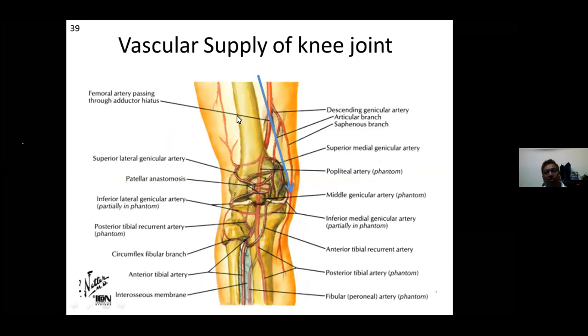Now we come to the vascular supply of the knee joint. You recapitulate that the femoral artery continues at the back of the femur as the popliteal artery, and then it is divided into two, that is the posterior tibial artery and the anterior tibial artery. The anterior tibial artery passes between the tibia and fibula over the interosseous membrane.